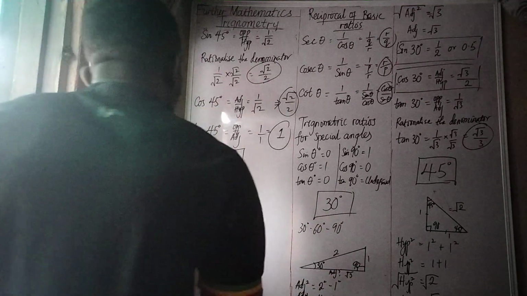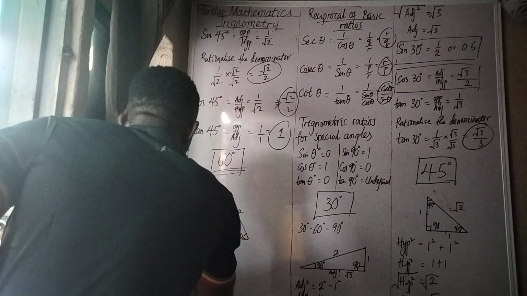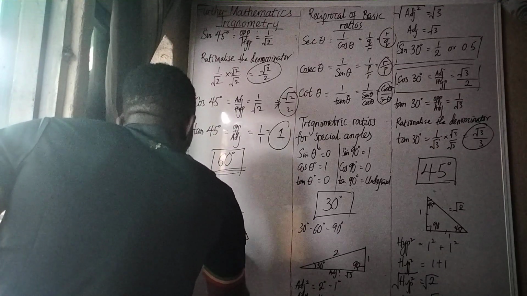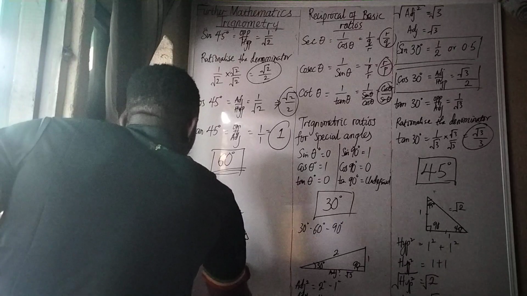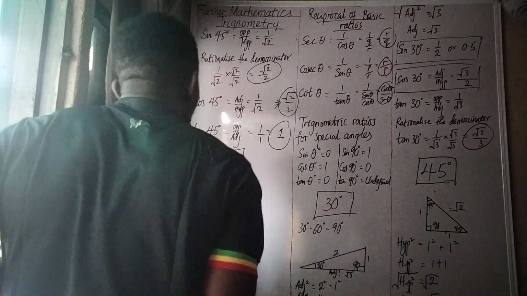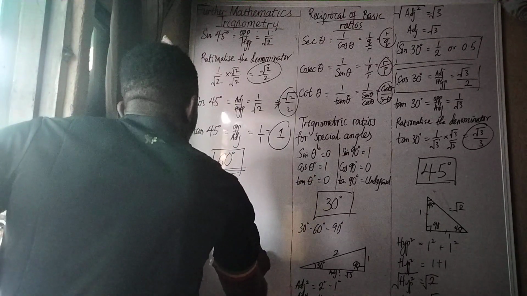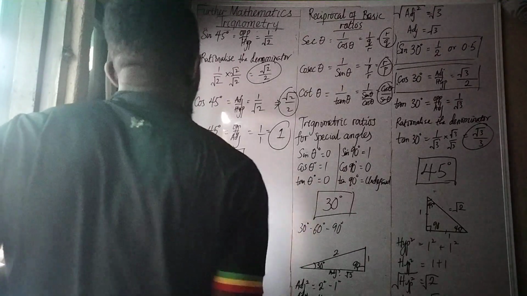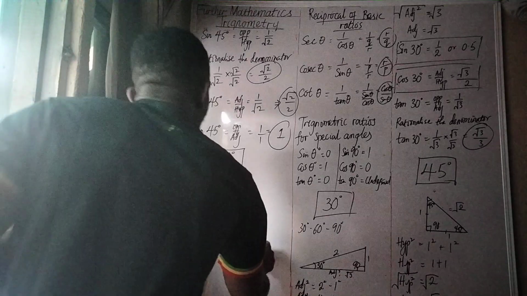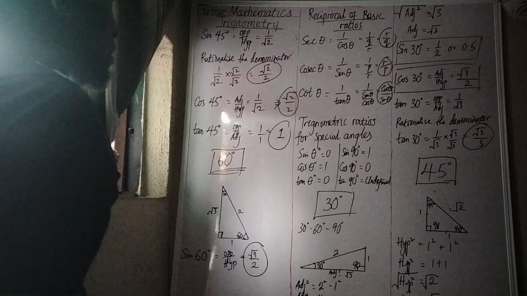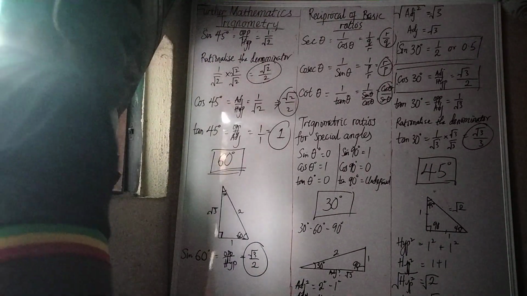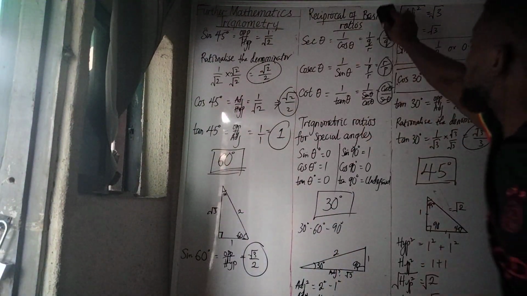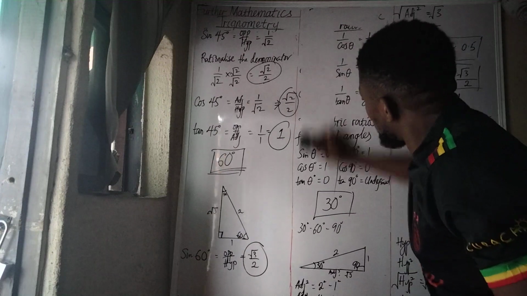Looking at this, to get our sine 60 degrees, sine 60 degrees will be opposite over hypotenuse, and our opposite is root 3 over 2. So this is the value of sine 60 degrees. Okay, I will be erasing this part of the board to help us complete our task today.